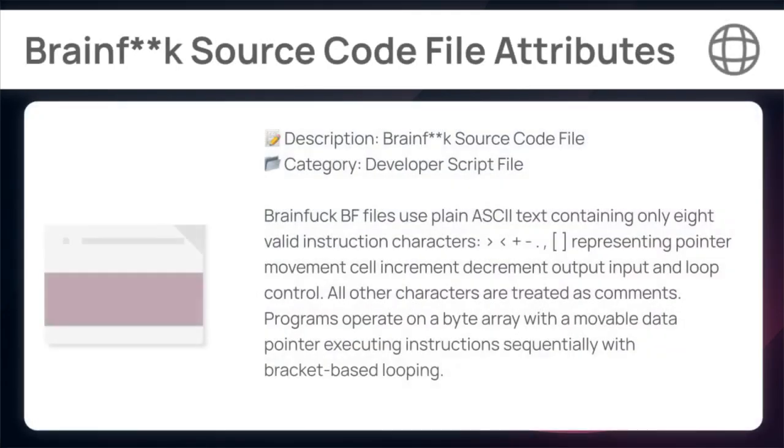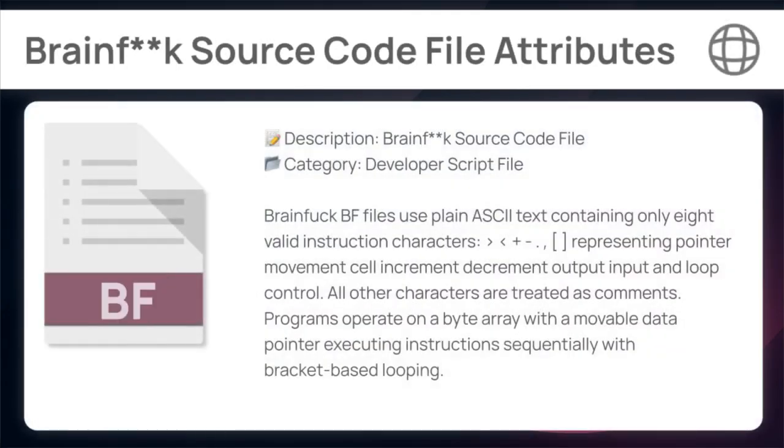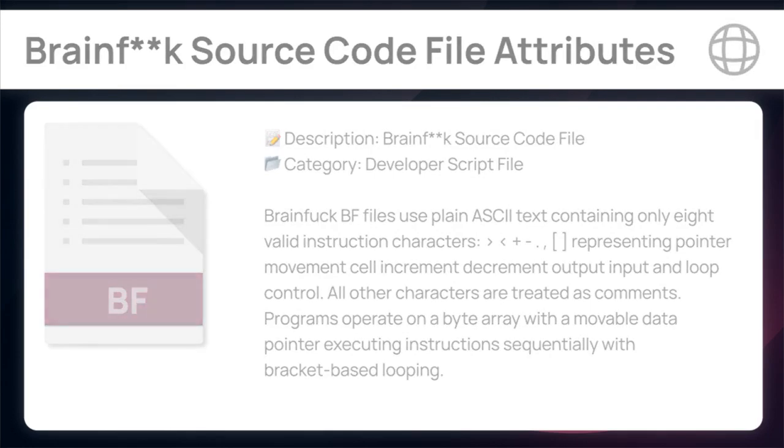Brainfuck BF files use plain ASCII text containing only 8 valid instruction characters, representing pointer movement, cell increment, decrement, output, input, and loop control. All other characters are treated as comments. Programs operate on a byte array with a movable data pointer, executing instructions sequentially with bracket-based looping.